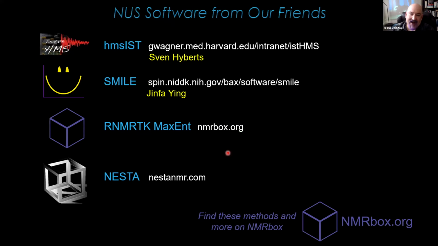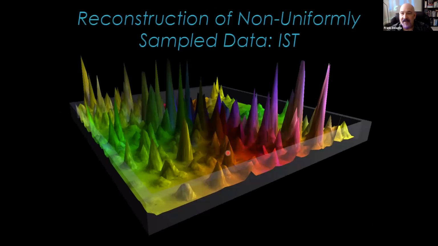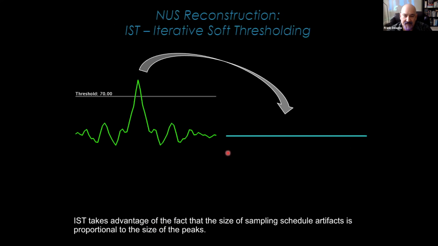Perhaps the most widely known one is iterative soft thresholding, or IST, that was popularized by Sven Hyberts in Gerhard Wagner's group. And most recently, the reconstruction method called SMILE has performed particularly well in the NUScon reconstruction contest. So I'm going to talk about these two methods today. But first, about IST.